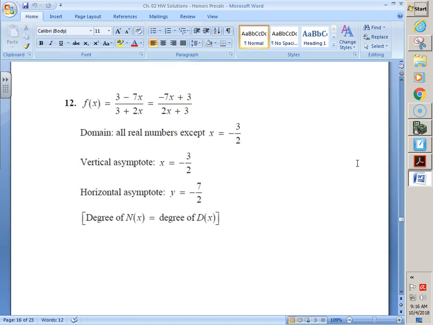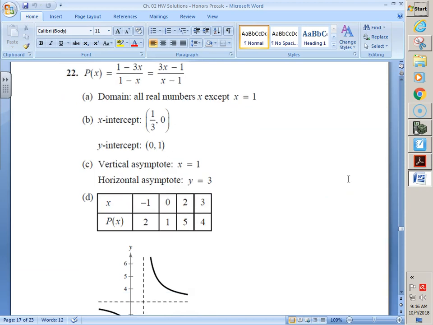Number 12. x does not equal -3/2. Vertical asymptote at -3/2. This looks a lot like one we did yesterday. The vertical asymptote is at -3/2 because remember, you're going to kill kittens or you're going to leave these just as they are. They don't match. Horizontal asymptote, tie, ratio of leading coefficients, -7/2. They say the degrees are equal, I say tie. Same thing.